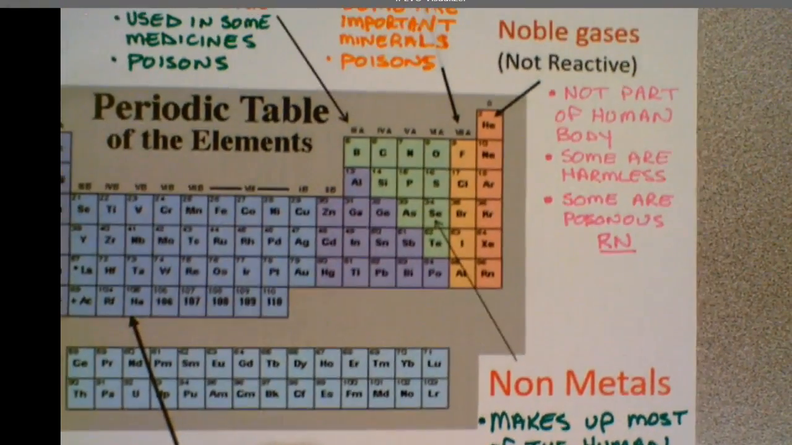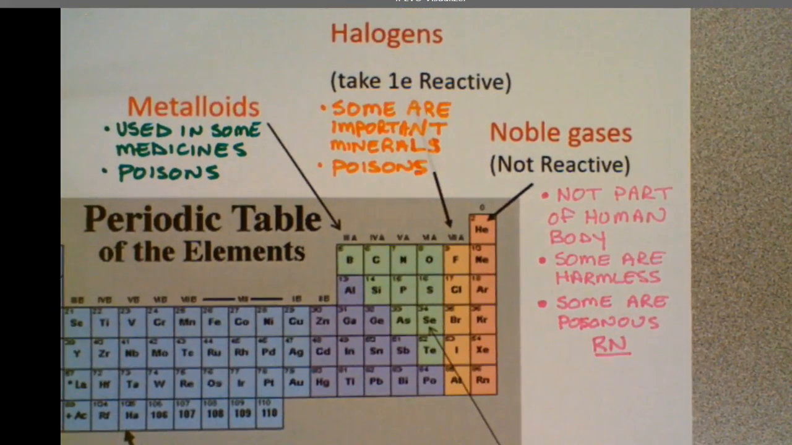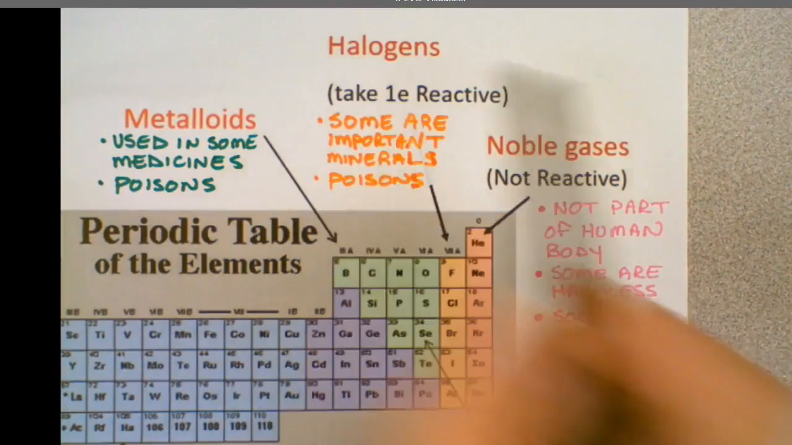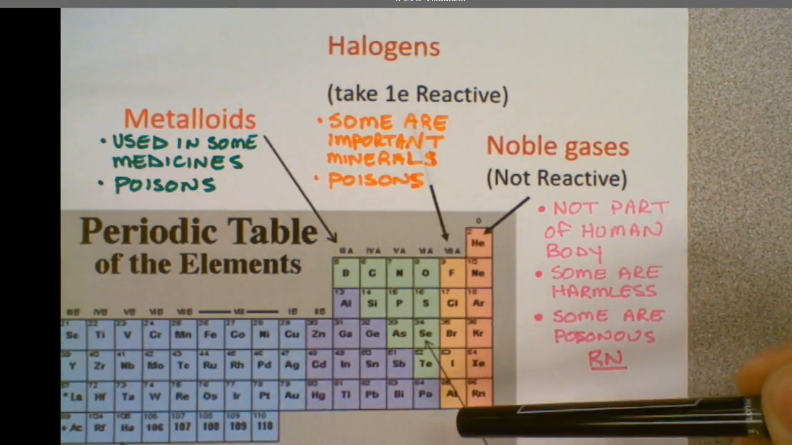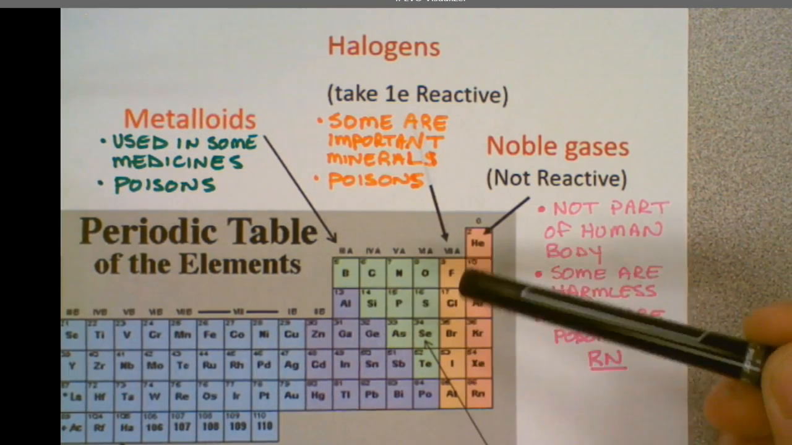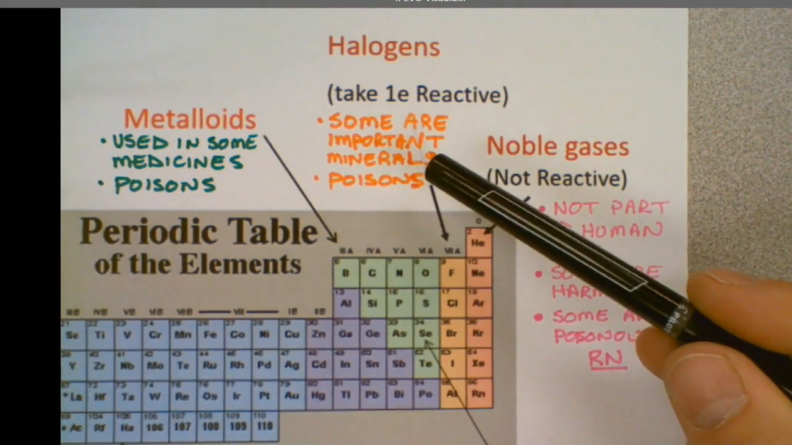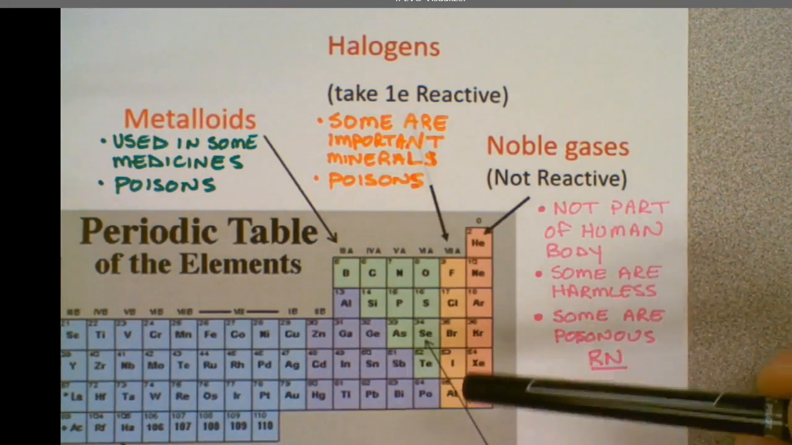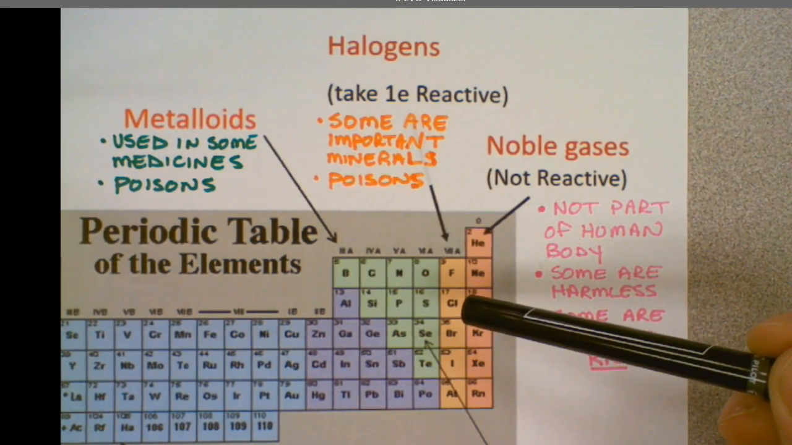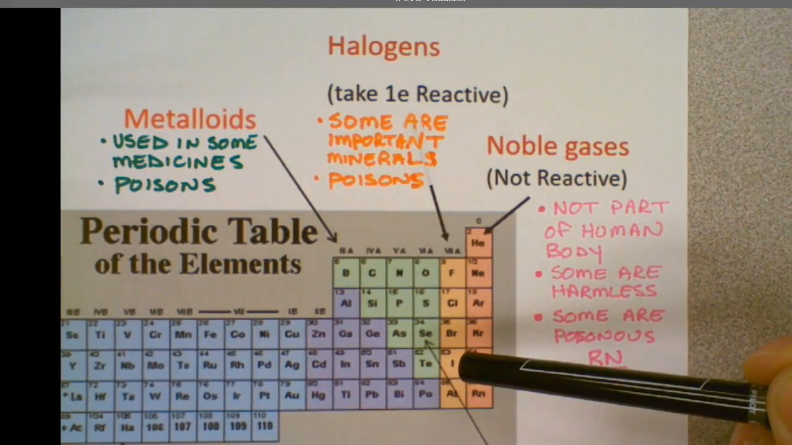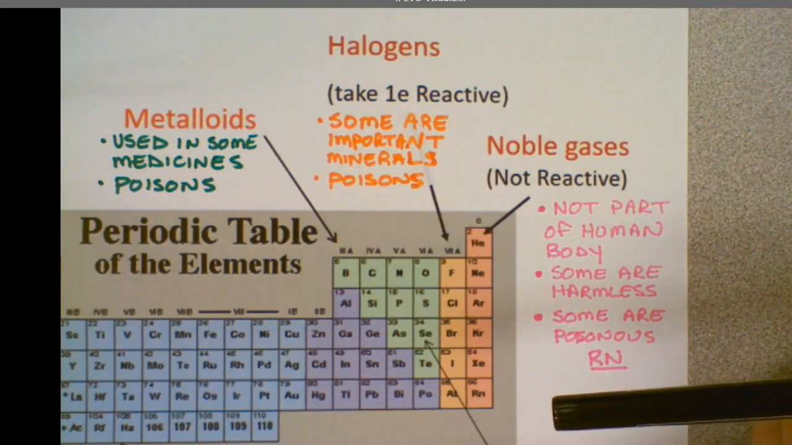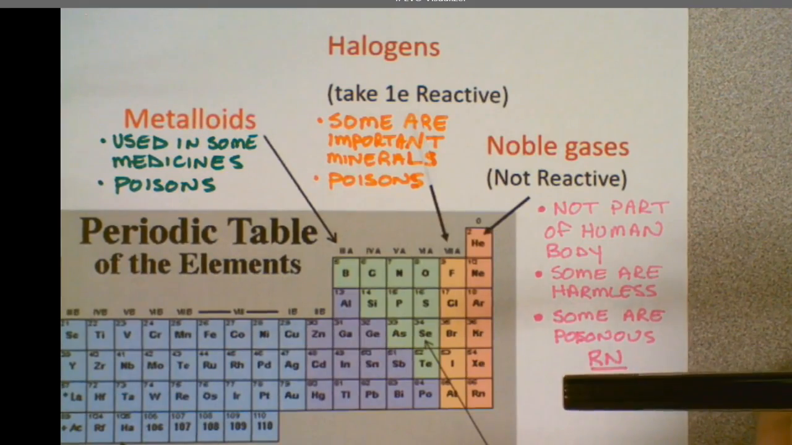Now the other two columns, our body has some, but not a lot. So we have halogens, they're kind of this peach color. Halogens like fluorine, chlorine, bromine, iodine. Our body does have some of these, so these can be important minerals. They can also be poisons. Chlorine gas, for example, is a poison that will kill you very quickly. But iodine is an important nutrient that we need to keep our thyroids and thyroid hormones functioning properly.